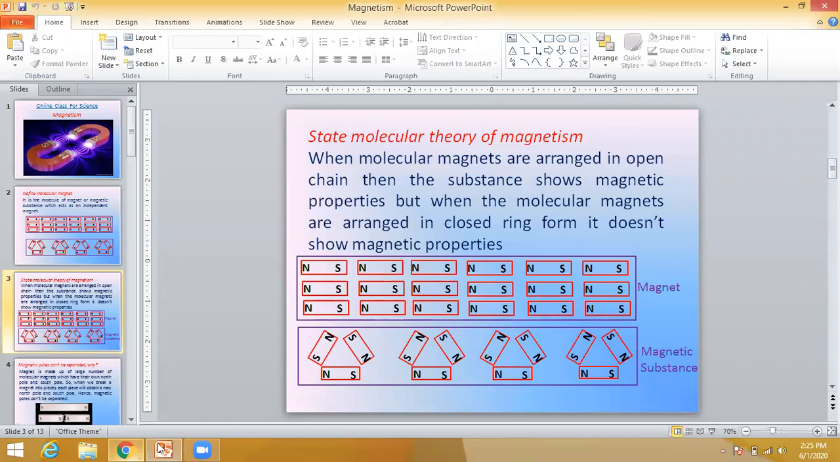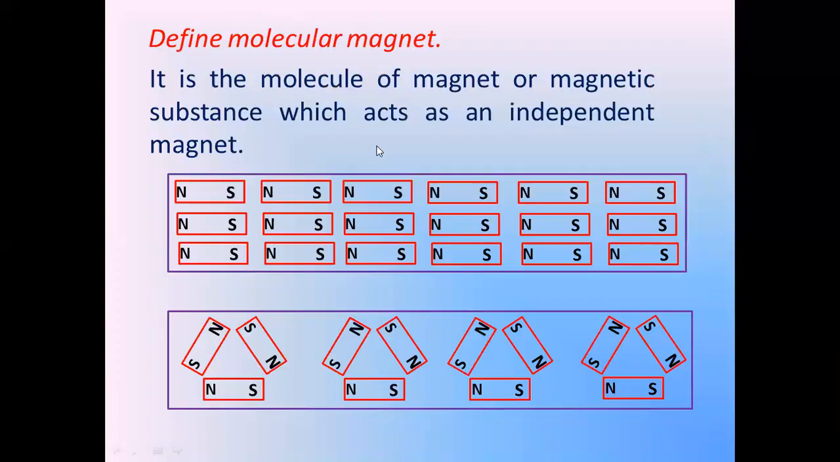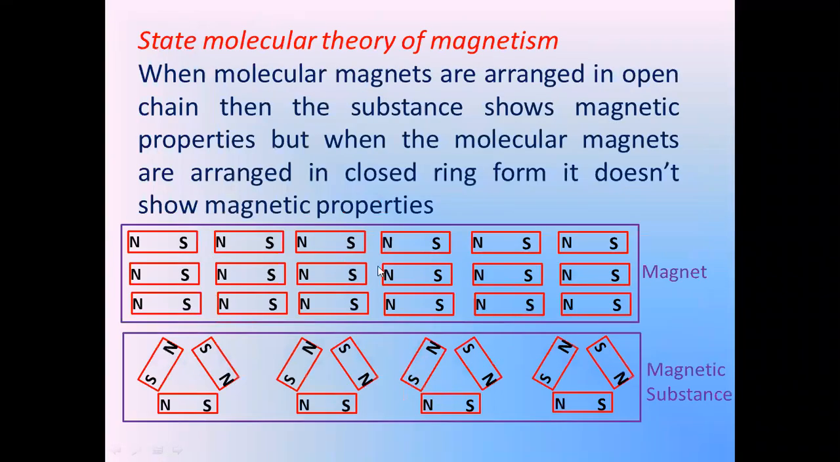So when the molecular magnets are arranged in an open chain like this, these are all open chains in a straight line, then this whole substance will become a magnet. It will show all the properties of a magnet. For example, it can attract iron. These are the properties of a magnet.